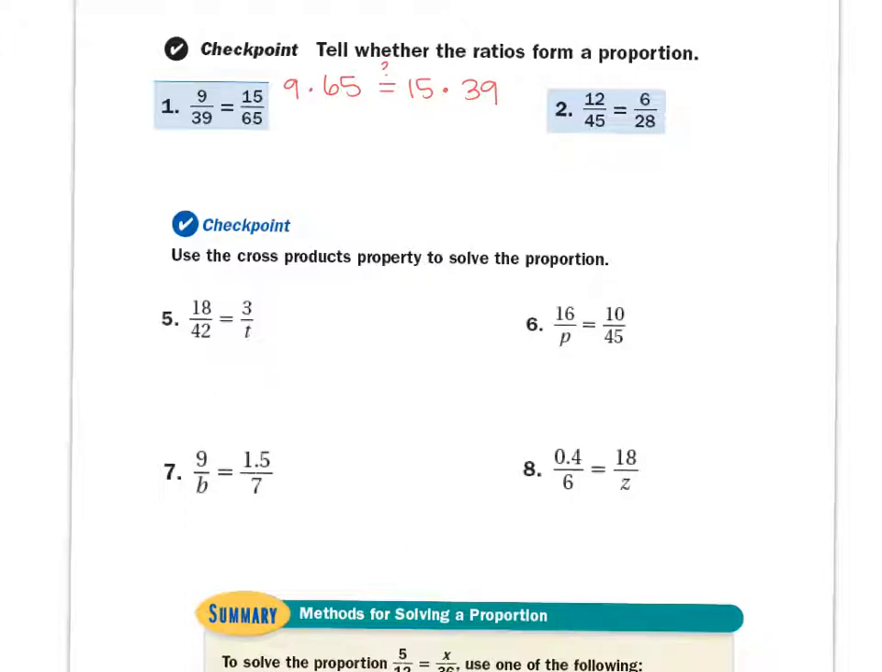Now this is where you are welcome to get out your calculator as long as you're showing your work. So 9 times 65 is 585. 15 times 39 is also 585. And therefore, because the cross products are equal, we can say this is a proportion.